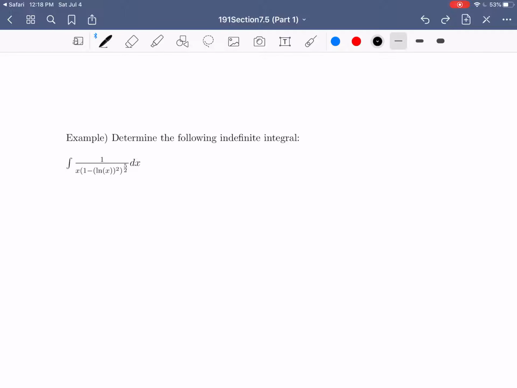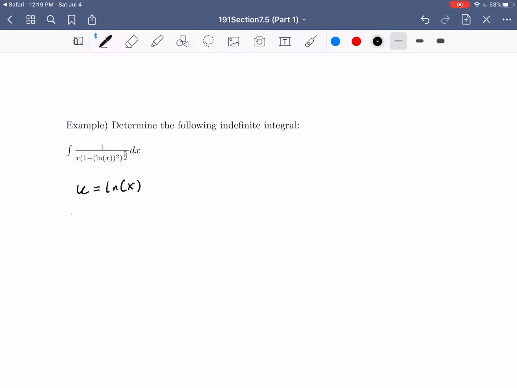Let's try to do a u substitution. Let's do u equals ln x, just so that we can start working from the inside out. Now, I'm pretty confident about this because if we think about it, du is going to be 1 over x dx. And notice we have 1 over x dx. So anytime you see one of these, which I would call a perfect substitution, it's probably a good idea to do it. Du is 1 over x dx.